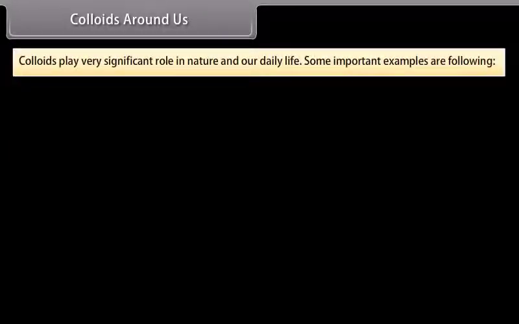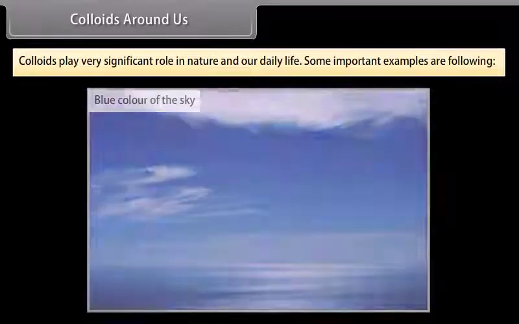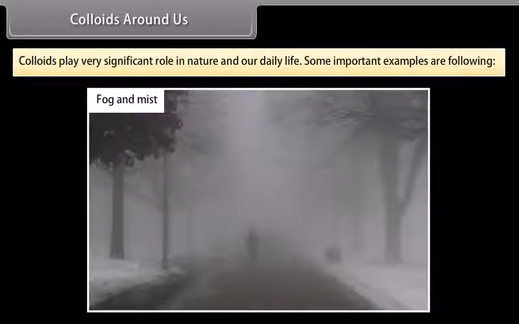Colloids around us. Colloids play very significant role in nature and our daily lives. Some important examples are as follows. Blue color of the sky. It is due to scattering of light by colloidally dispersed dust particles in air that sky looks blue. Fog and mist. They are colloidal systems. When large mass of air containing dust particles cools below its dew point, the moisture present in the air condenses on the dust particles, forming fine droplets.